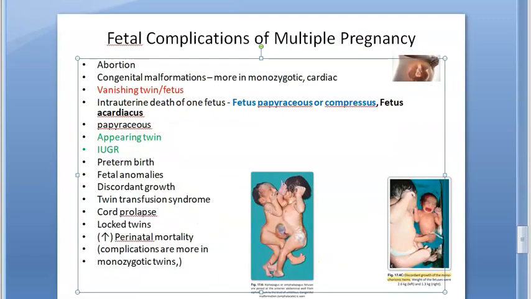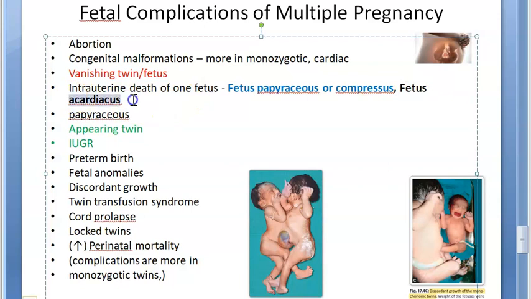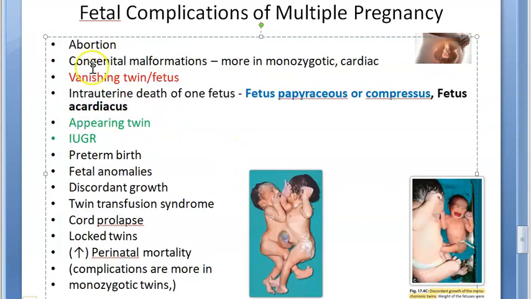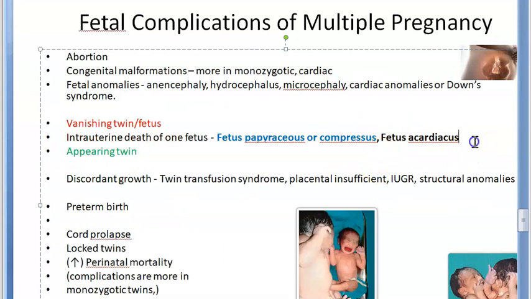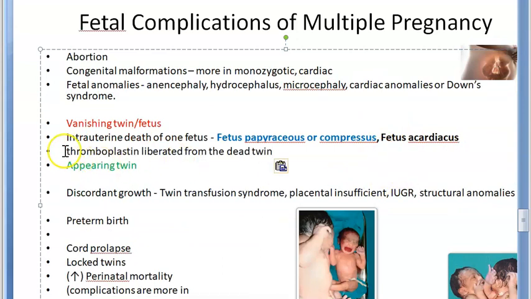So basically you have understood these terminologies: papyraceous, compressus, fetus acardious. So that is all about vanishing twin, intrauterine death of one fetus, etc. But guys, there are some conditions where the death of one fetus, that dead twin, can liberate thromboplastin. Then via the placenta and the placental anastomosis, these thromboplastins can reach the other co-twin, and the surviving twin can have cerebral palsy, microcephaly, renal cortical necrosis, DIC, etc. Especially if there is monochorion, that is, a single placenta.